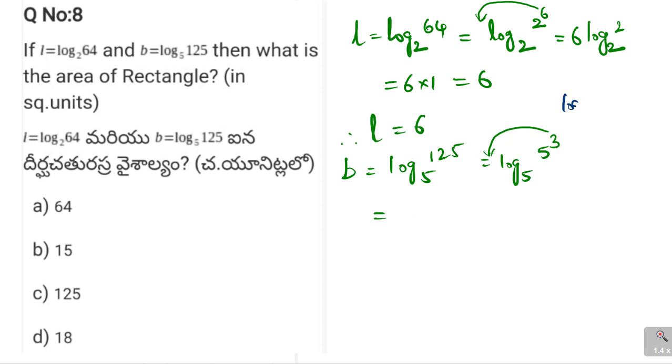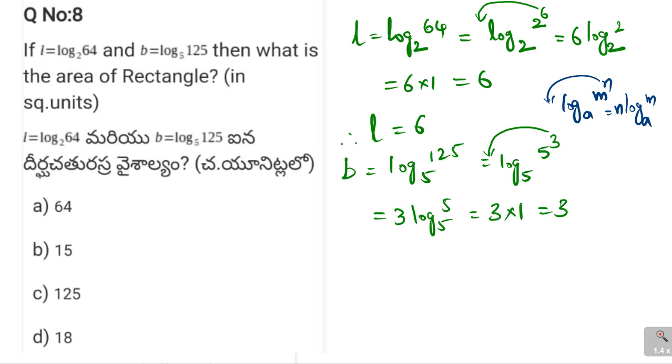The formula is log m to the power of n base a equal to, you can bring this n to front side, n log m to the base a. This is the formula. If you bring this 3 to front side, this will become 3 log 5 to the base 5. This is equal to 3 times log 5 to the base 5, which is 1. So which is equal to 3. So we got length equal to 6 and breadth equal to 3. Therefore area A equal to L into B, which is equal to 6 into 3, that is equal to 18. So option D is correct.